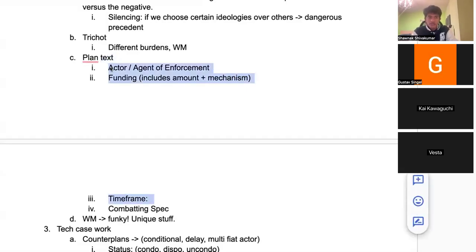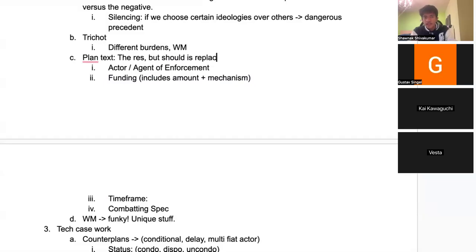Okay. So: actor, agent, enforcement, funding, time frame, and obviously the plan itself. The plan itself is literally just the resolution, but "should" is replaced with "will." So "the U.S. should send aid to Pakistan" will be replaced with "the U.S. will send" plus specifics. So we'll send $50 billion to Pakistan in aid, something like that. You can be as specific as you want it to be.